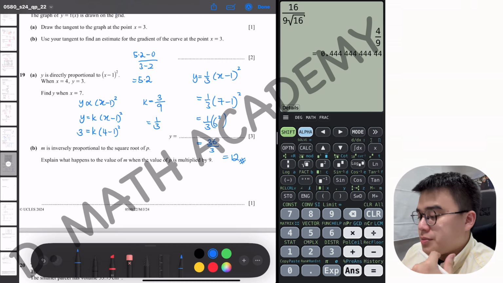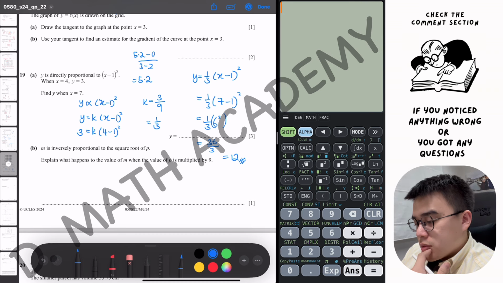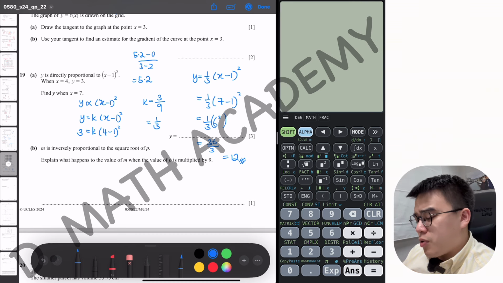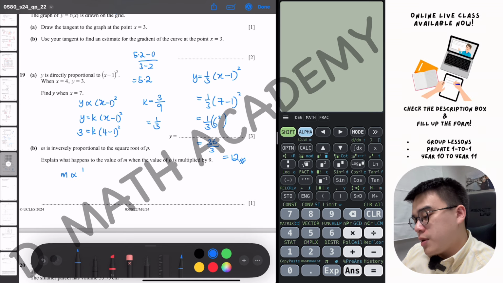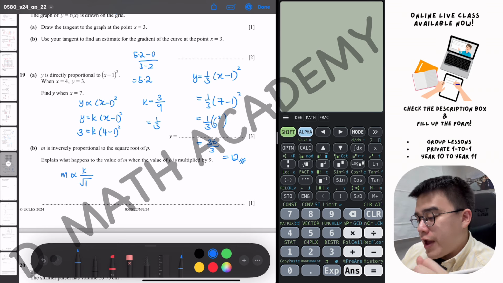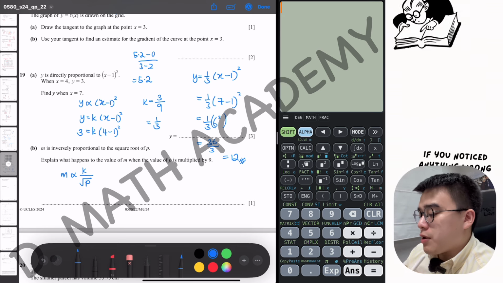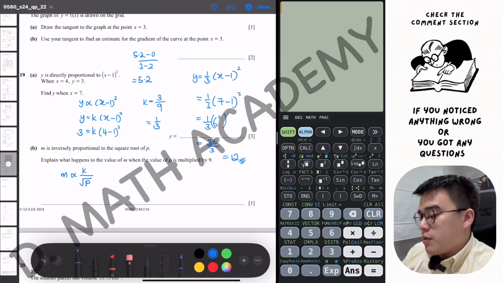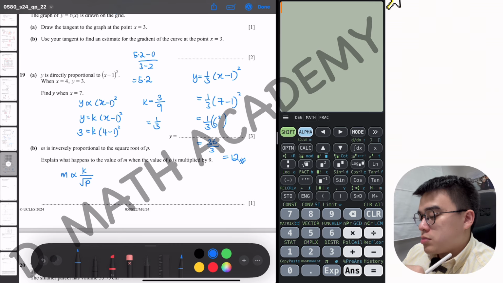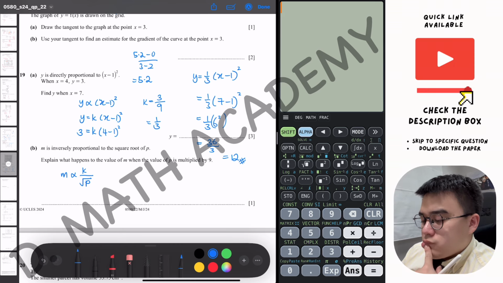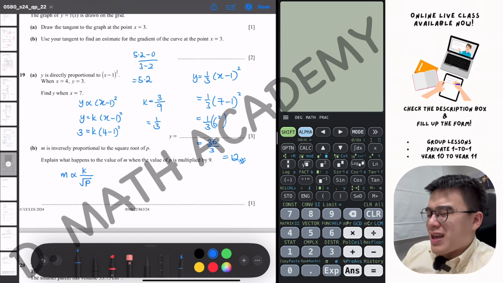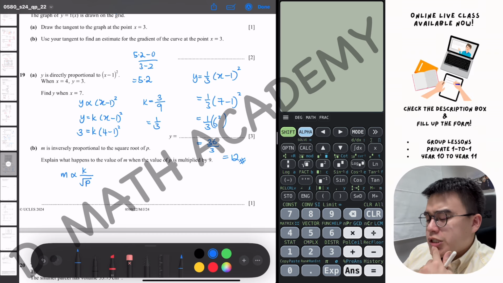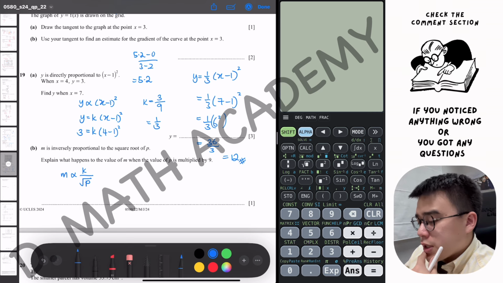Okay, question B. M is inversely proportional to the square root of P. Explain what's going to happen to the value of M when the value of P is multiplied by 9. Wow. I'm just going to make a quick guess here. I'm actually not quite sure how to do this question.